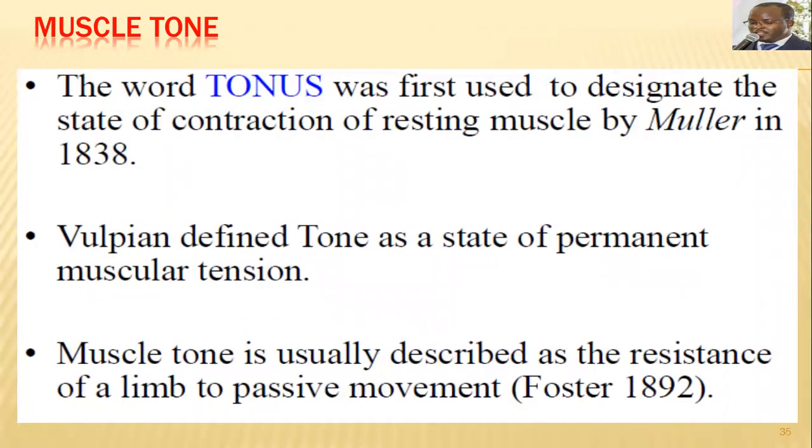The word tonus was first used to designate the state of contraction of resting muscle by Muller in 1838. So the word tone comes from the word tonus that was described by Muller in 1838. Vulpian defined tone as a state of permanent muscular tension. So muscle tone is a state of permanent muscular tension. So there's tension in the muscle, even when the muscle is not contracting. So that is called muscle tone.